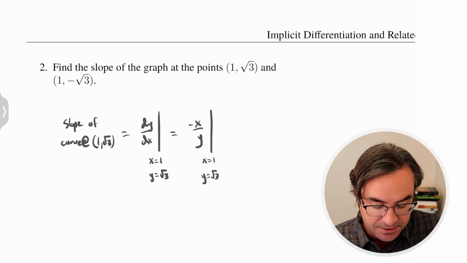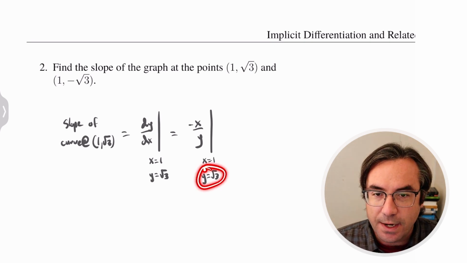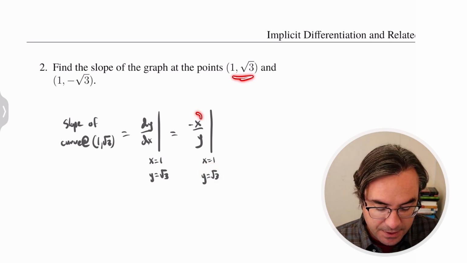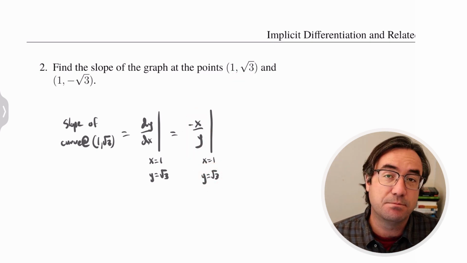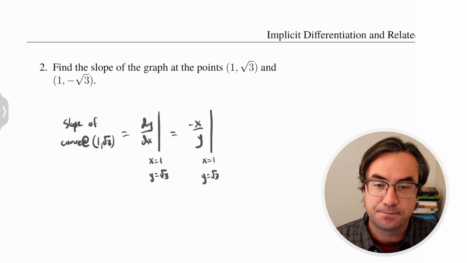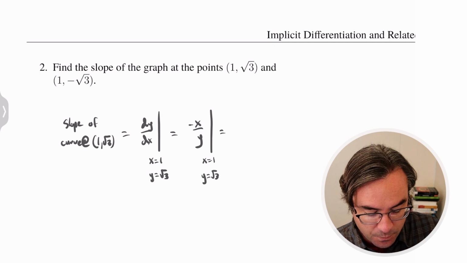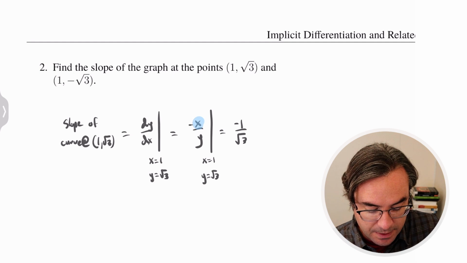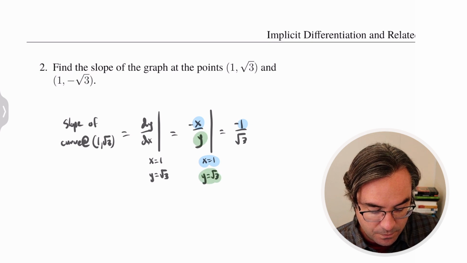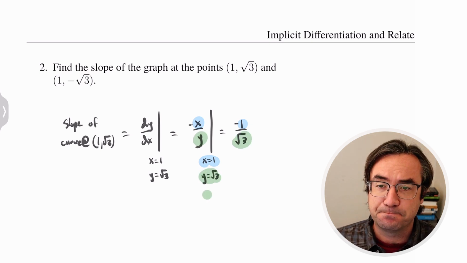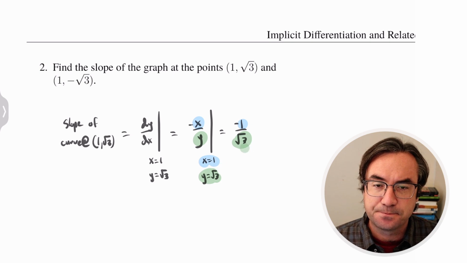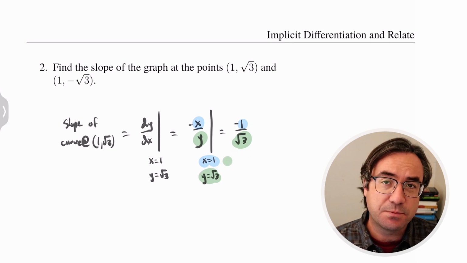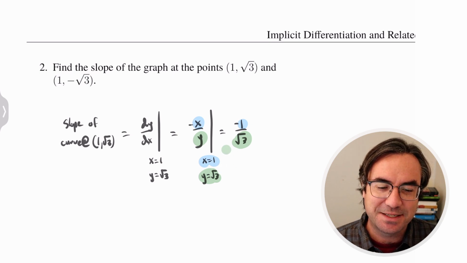You can see this is why we normally have to plug in a y coordinate as well for our point, because normally our derivative is going to have some y's still in it. So if we plug in, we end up with negative 1 over square root 3. I'm plugging in x equals 1 for the x, and then square root 3 there for the y. All right. So we're going to practice more of these in class. So we'll get some practice in.